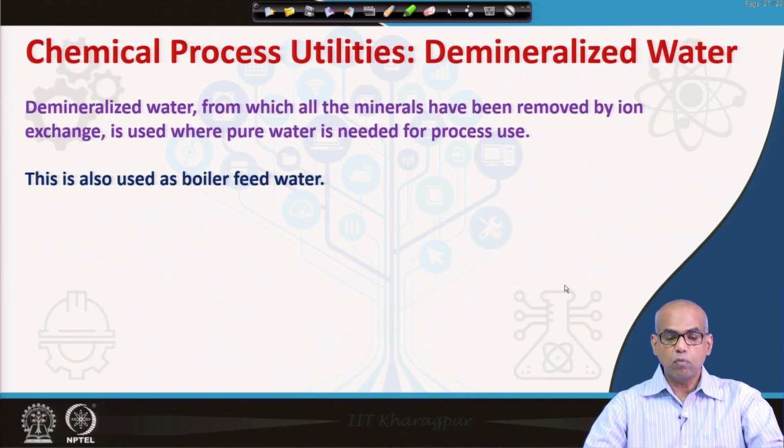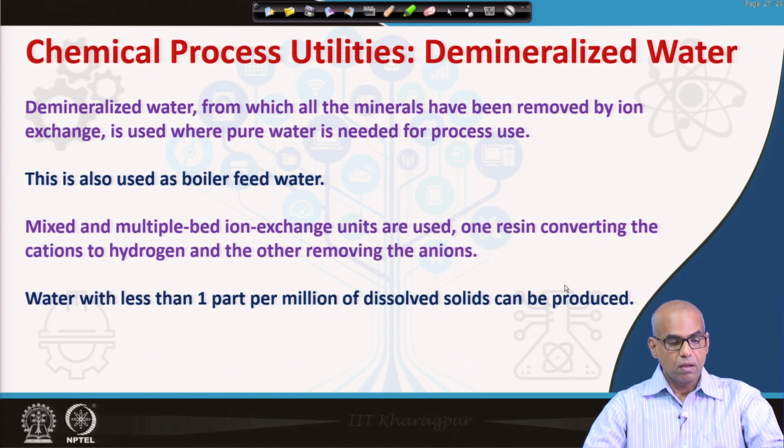Demineralized water, from which all the minerals have been removed by ion exchange, is used where pure water is needed for process. This is also used for boiler feed water. Mixed and multiple bed ion exchange units are used, one resin converting the cations to hydrogen and the other removing the anions. Water with less than 1 part per million of dissolved solids can be produced.